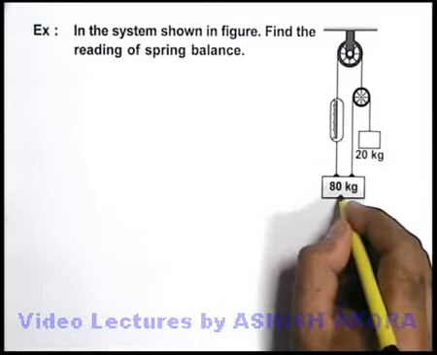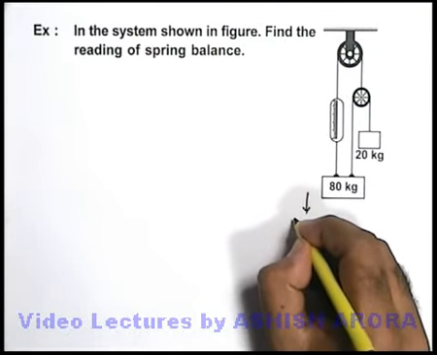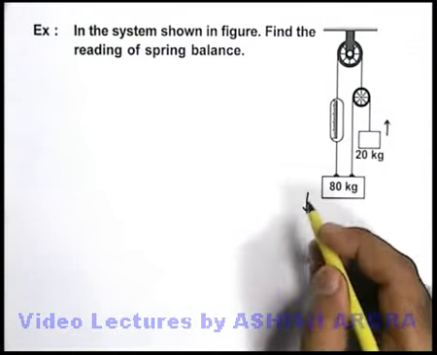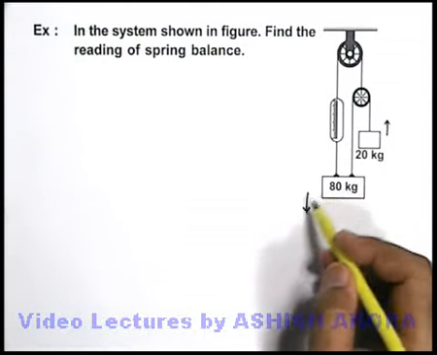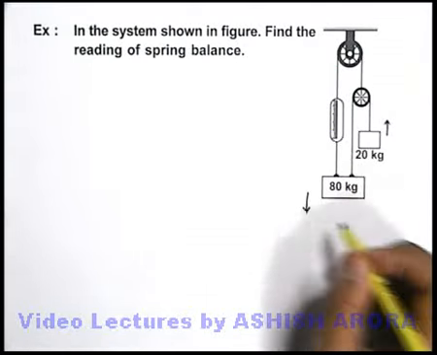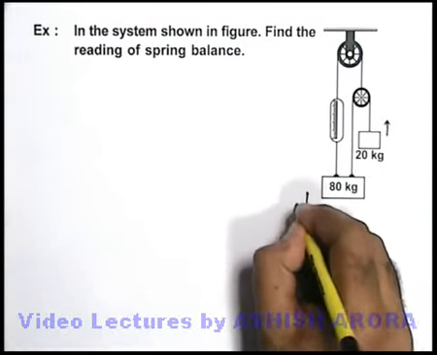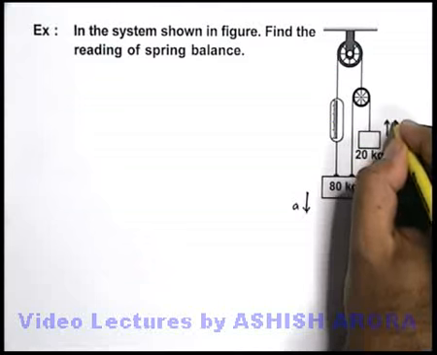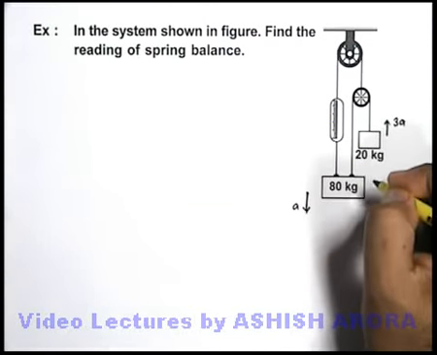We can say if this 80 kg block is coming down, this 20 kg will go up, and easily by using the constraint relations we can relate their accelerations. If say 80 kg is coming down with an acceleration a, we can directly state that this 20 kg is going up with an acceleration 3a.